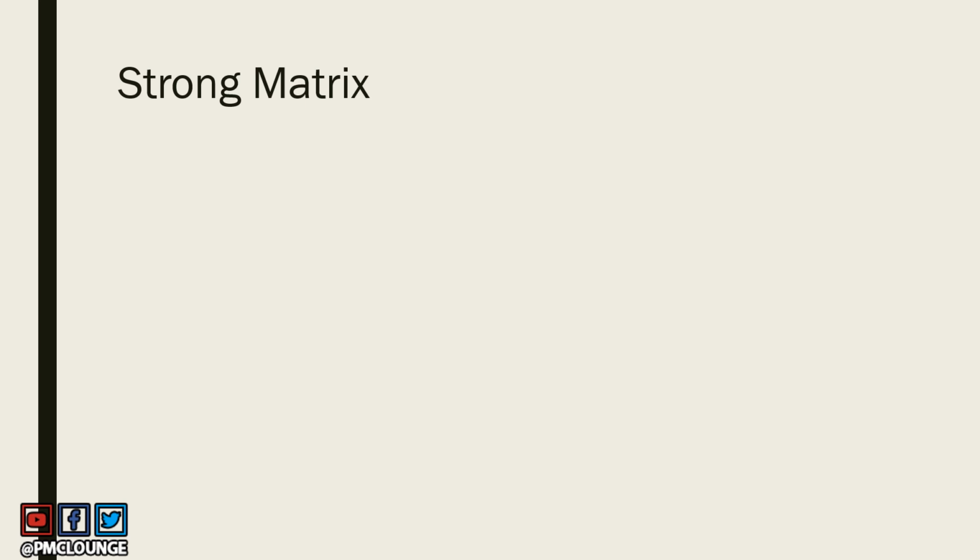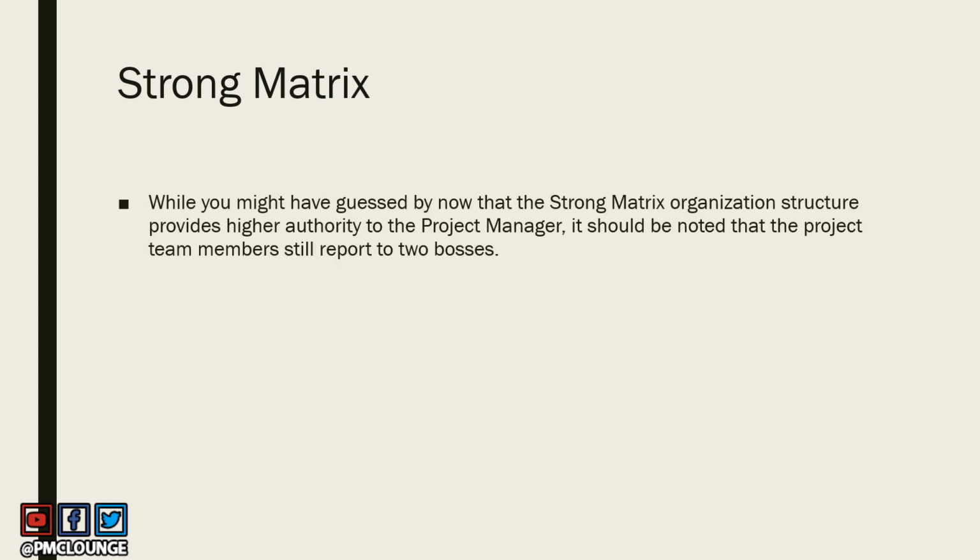Okay, next is the strong matrix organization structure. And as you might have guessed by now, this is where the project manager has higher authority as compared to the functional manager. Now, the project team members are still reporting to two bosses. So the system that we established in the balanced matrix organization structure still holds in the strong matrix organization structure as well.